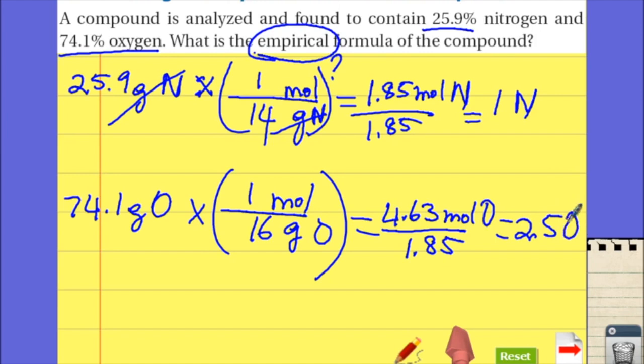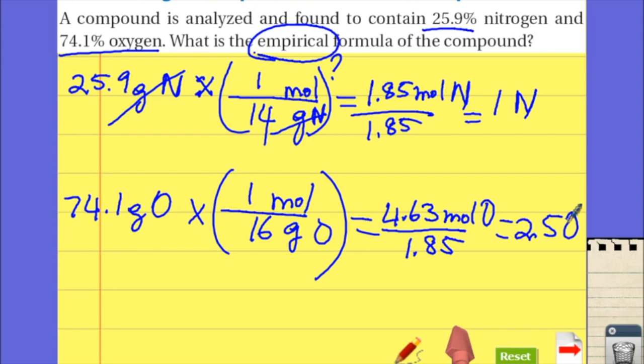Percent to mass, mass to mole, divide by small, multiply until whole. I don't want that decimal to be my subscript in that formula. Multiply until whole. If it ends with 2.5, I multiply by 2. If it ends with 0.3 something, I would multiply by 3. If it ends with 0.0 something, I round it down and call it whole. If it ends with 9.9 something, very close to 10, I would call it whole.